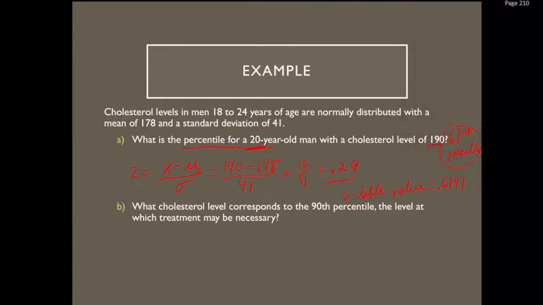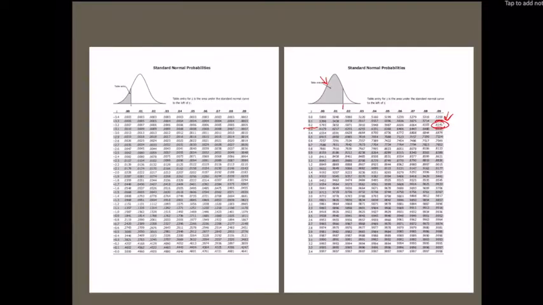Changing colors again. What cholesterol level corresponds to the 90th percentile? The level at which treatment is necessary. So remember, our z-score is our data value minus our mean over our standard deviation. I don't know what our data value is. I have our mean, I have our standard deviation, and I need to figure out what z-table value corresponds to the 90th percentile. So I'm going to do that by going to the z-table.